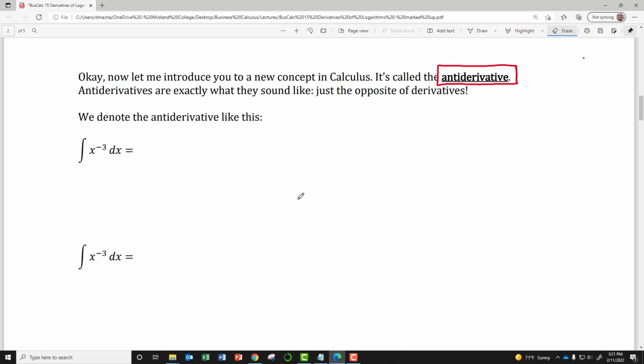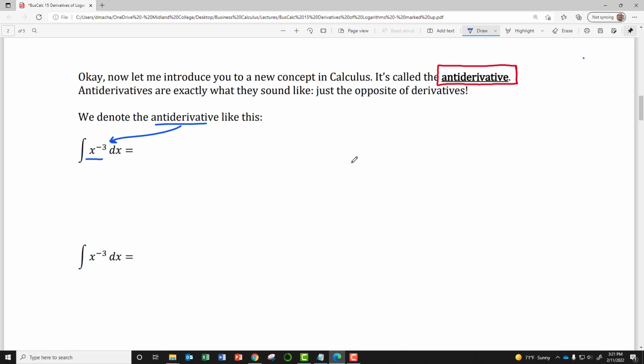And what this is saying, where it says squiggle x to the negative 3 power dx, is find the antiderivative of x to the negative 3 power. And again, what this is asking is, what function is there so that whenever I take the derivative of that function, it will give me x to the negative 3? What function is such that when I take the derivative, I get x to the negative 3?